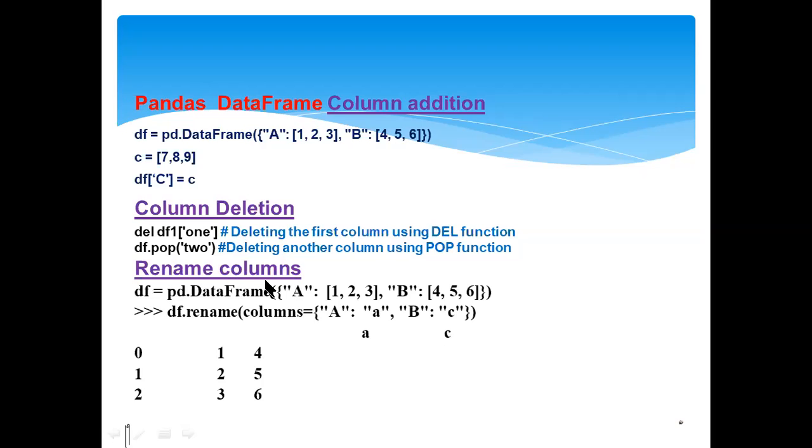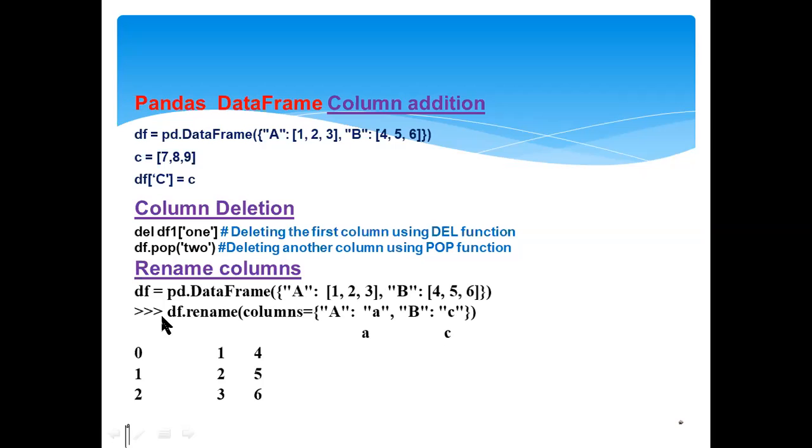And you can also rename your column. How to rename? See, a simple one line command is here. df = pd.DataFrame. What is df here? df is a data frame, equal is the assignment operator, pd is pandas which I am assigning here, then DataFrame, in a curly bracket a is a key, this 1 2 3 is the value, b is a key, and these are the values. Now I have to rename it.